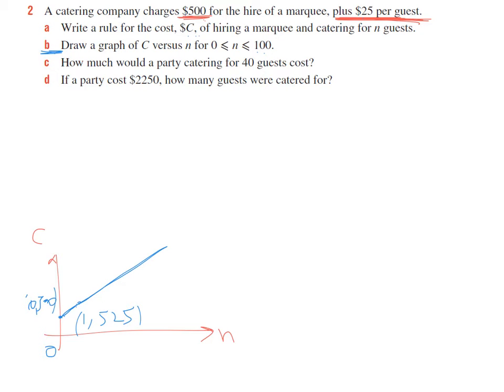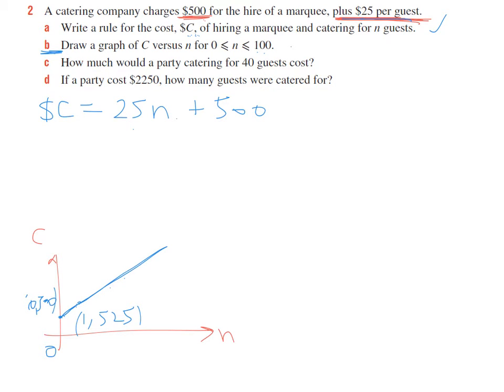To find the rule, we're going to say $C equals $25 per guest, so 25N, because for every guest it goes up. If we had 2 guests it'd be 550, 3 guests it would be 575, and so on. So it's 25N plus our initial cost of 500. That is part A, done.